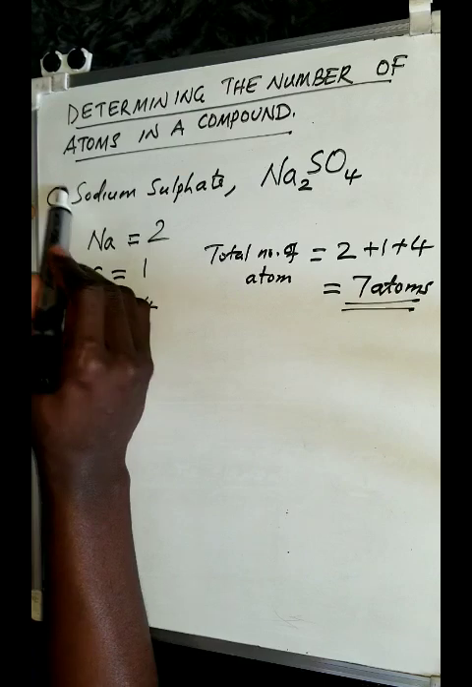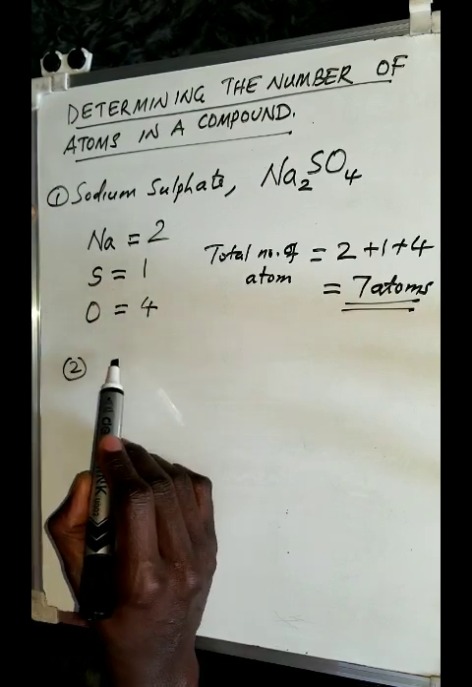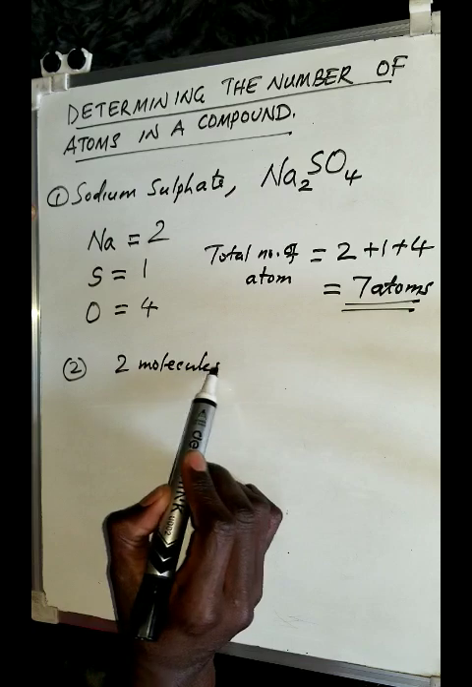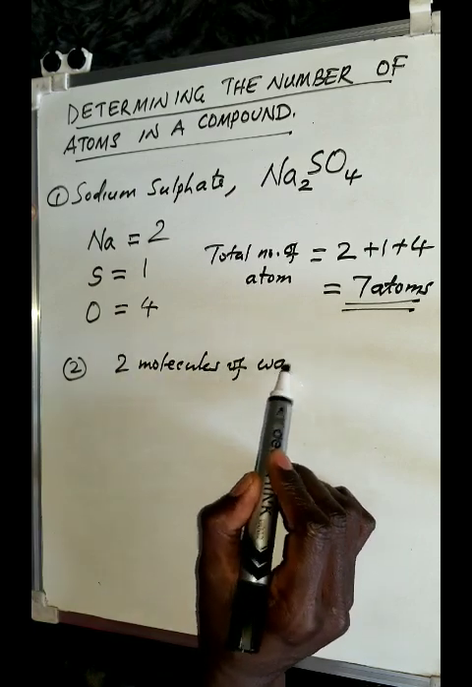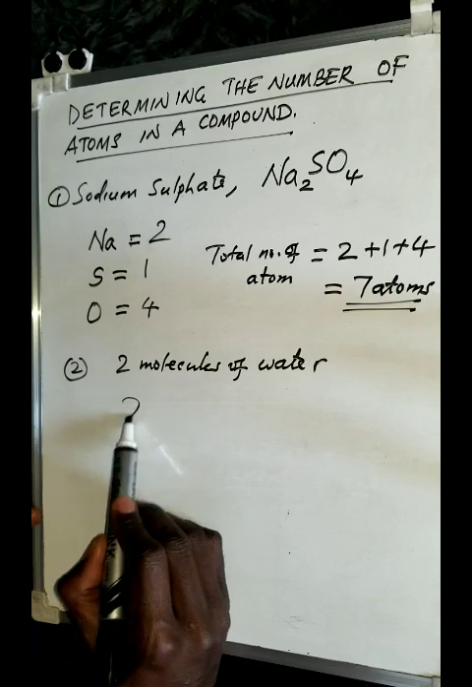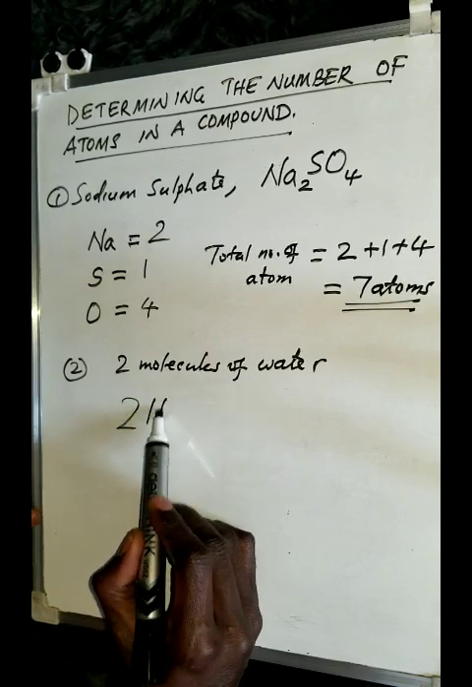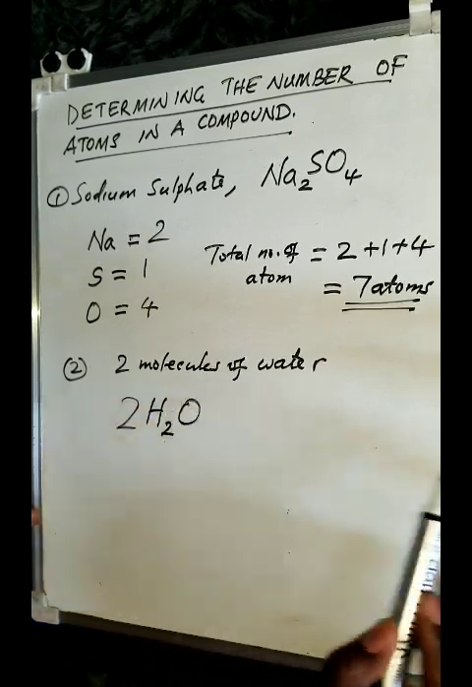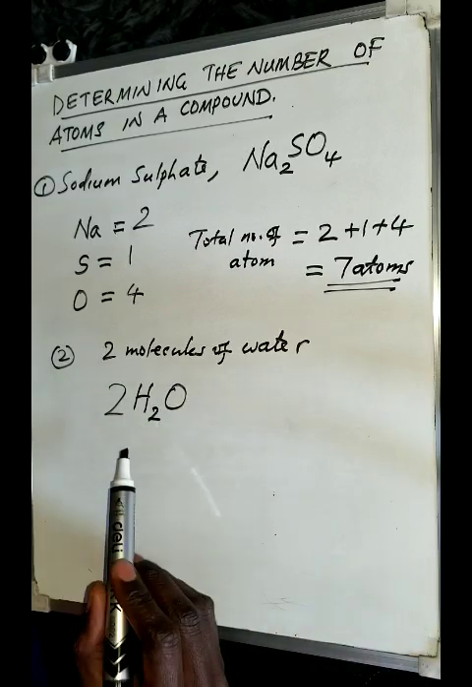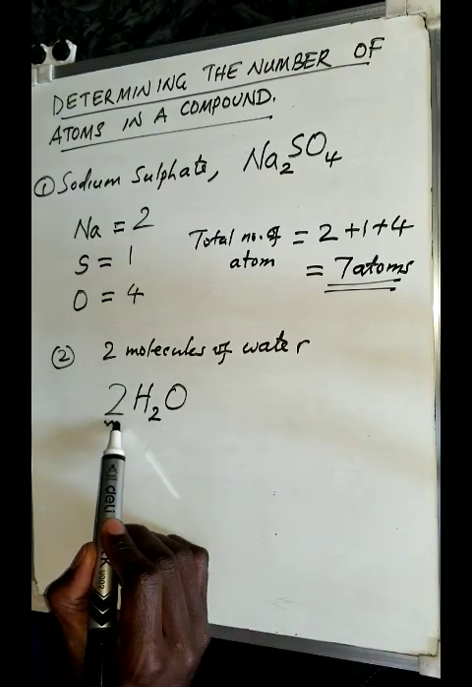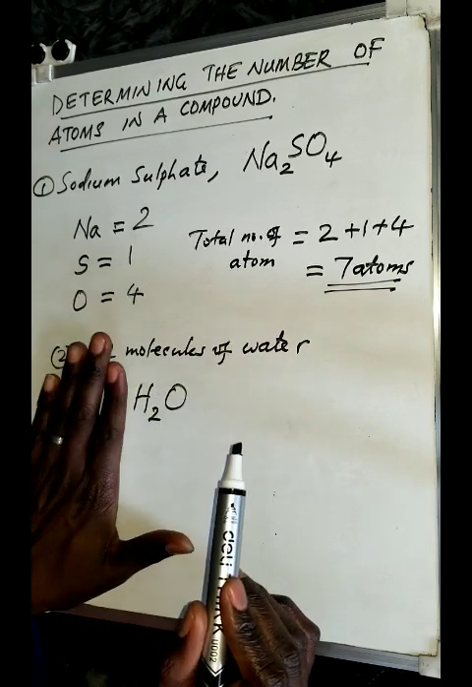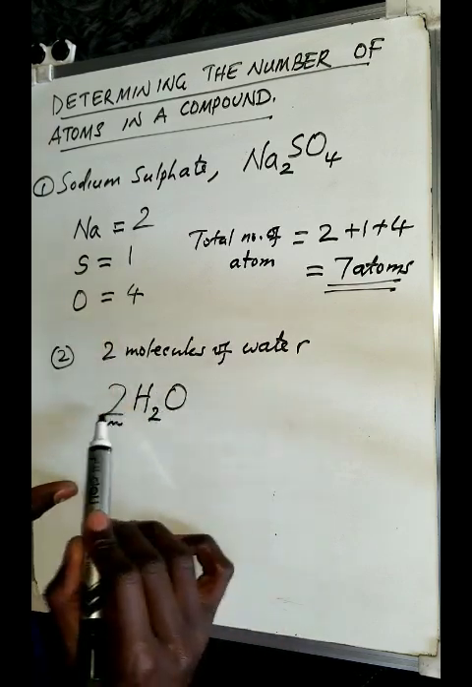All right. Suppose I told you, let me say, in 2 molecules of water, I want you to determine the number of atoms. Well, for 2 molecules of water, we write a 2, then H2O. So that's what I mean when I say 2 molecules of water. The number in front tells you there are 2 molecules of water. So this is a water molecule, but there are 2 of them.